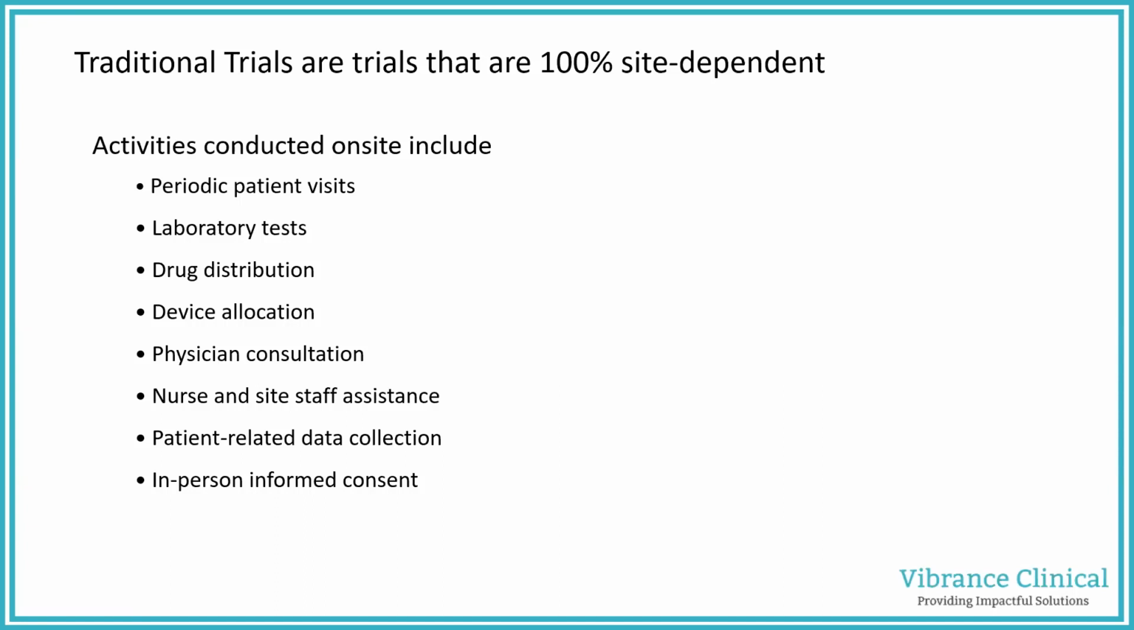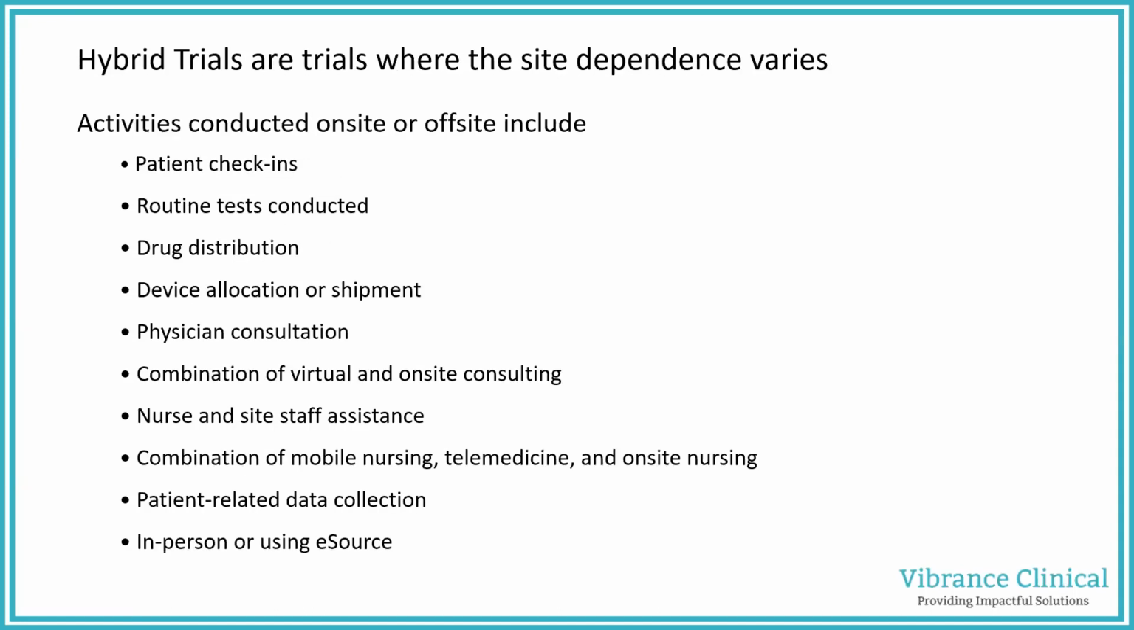So this slide shows what is a typical 100% site dependent trial. The next one is what we call hybrid trials, where there is a mix of both off-site activities as well as on-site activities. So patient check-ins are happening, routine tests are conducted, drug distribution is happening, device allocation or shipment is also happening, physician consultation is happening, a combination of virtual and on-site consulting. So you do get onto the combination of on-site and virtual.